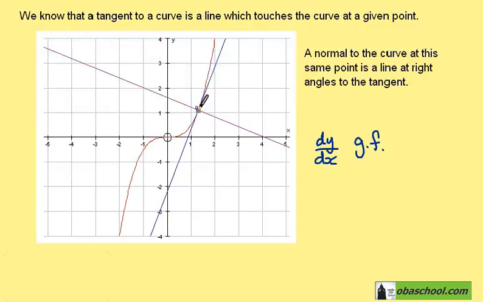If we consider this point, and we want the gradient of the tangent shown here, then all we need to do is work out dy/dx and find the x-coordinate of the curve and substitute in, and we get the gradient of the tangent. We can also work out the coordinates of this point. And if we know the gradient and the coordinates of a point, we can work out the equation of the tangent.